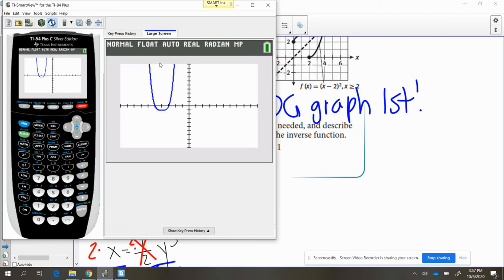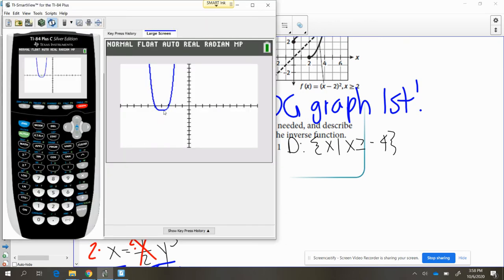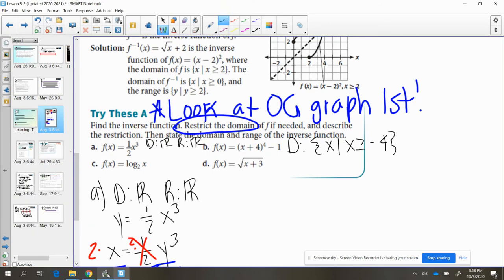So what we have to do is restrict the original domain so that it's either all of these x values greater than or equal to -4 or less than or equal to -4. So I say we just go with greater than or equal to. That's the one they tend to go with. So if we look at this original graph here, we're going to restrict our domain values so that it is only x values greater than or equal to -4. So now it will pass the horizontal line test if we cut half the graph off. And our range on this one is all of the y values greater than or equal to -1.